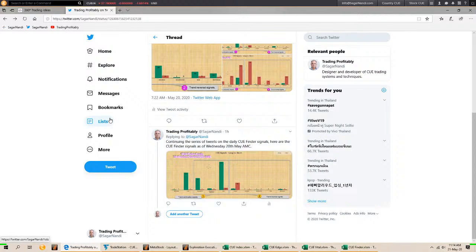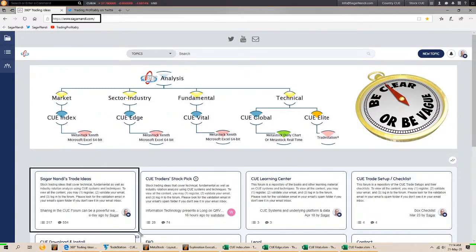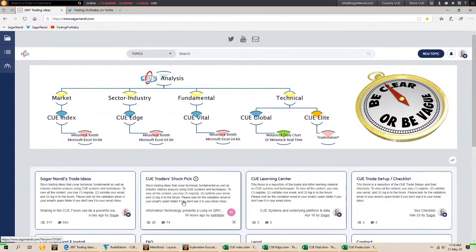The Explorer is still running. Let me go through some of the trading ideas that were shared in the Traders Forum. This is my Traders Forum, sagarnandy.com. Here I share live trading ideas under the category Sagar Nandi's Trade Ideas, and other Q traders share their analysis under the category Q Traders Stock Picks.